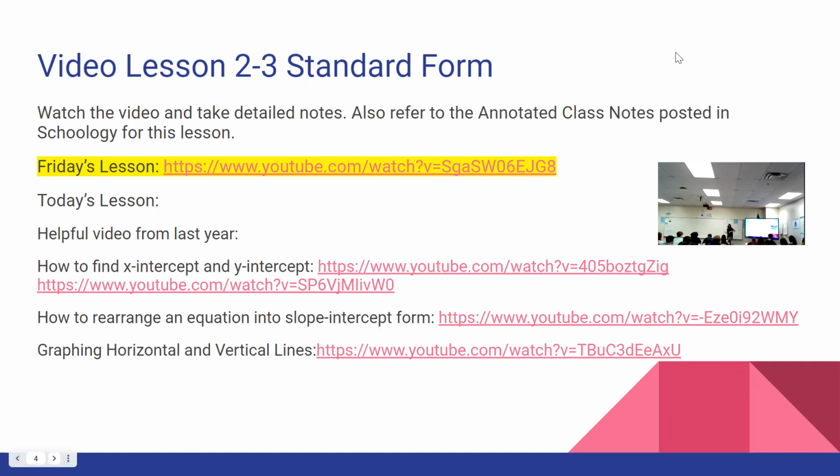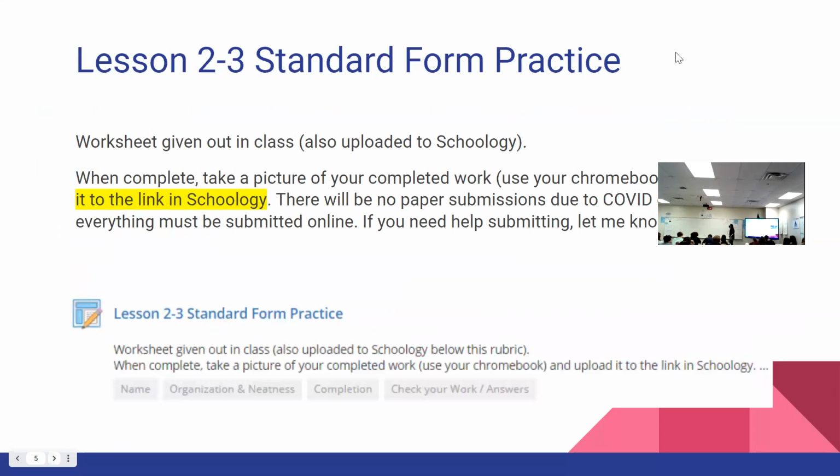I know there's a lot of stuff on this slide. I'd rather you have it and not need it than need it and not have it. So on here are videos from last year that are helpful. And then Friday's lesson, since that's like part 1 of the standard form lesson, and today's lesson will go in here too, so the recording that I'm making right now.